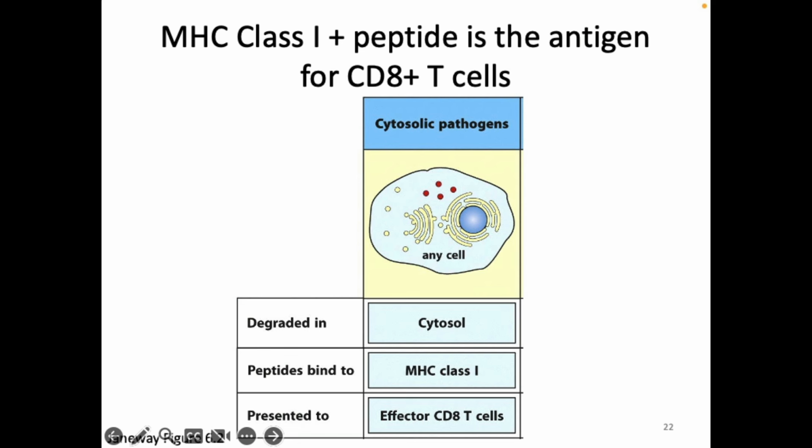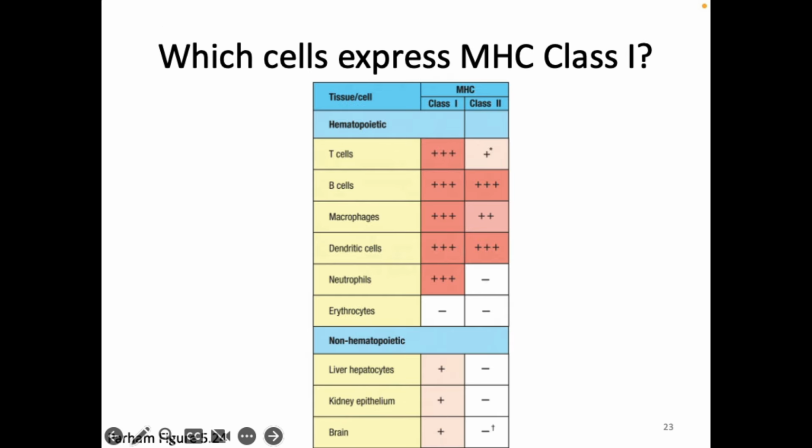One last thing I want to tell you, which cells of your body do you think should be able to display things on MHC class 1, especially if MHC class 1 is really important for viruses? Which cells do you think it would be? All of them. Actually, almost all of them. There is one kind of cell that does not need to present on MHC class 1, that is not going to have viruses infect it. That one kind of cell is a red blood cell.